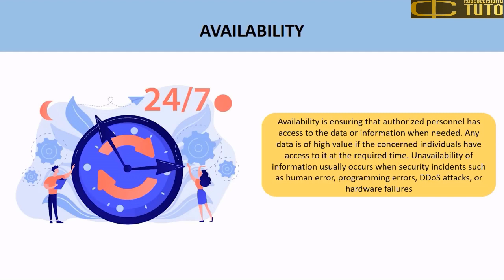Availability is ensuring that authorized personnel have access to the data or information when needed. Any data is of high value if the concerned individuals have access to it at the required time. Unavailability of information usually occurs due to security incidents such as human error, programming errors, DDoS attacks, or hardware failures.